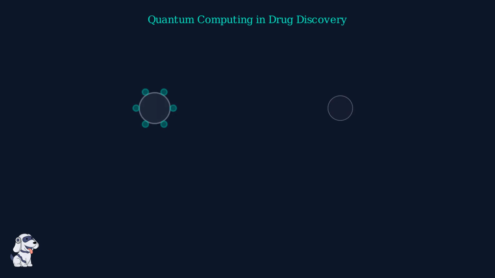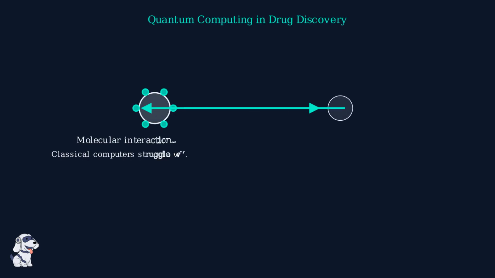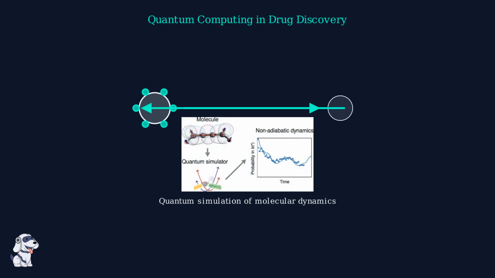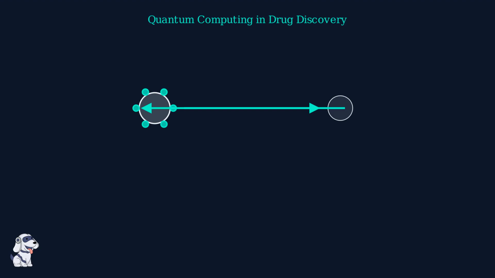Quantum computers excel at simulating molecular interactions, which are fundamental to drug discovery. Molecules behave according to quantum mechanics, with electrons and atoms in superposition states that classical computers cannot efficiently model. This image shows how quantum computers can simulate a molecule's behavior over time, including non-adiabatic dynamics, where quantum states change rapidly. The graph tracks probability changes that classical methods approximate poorly.